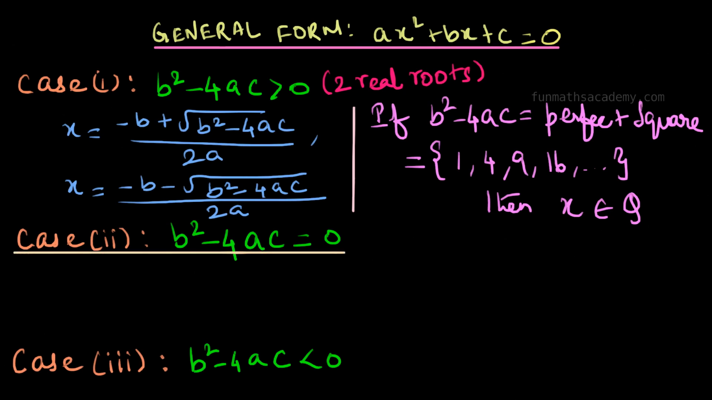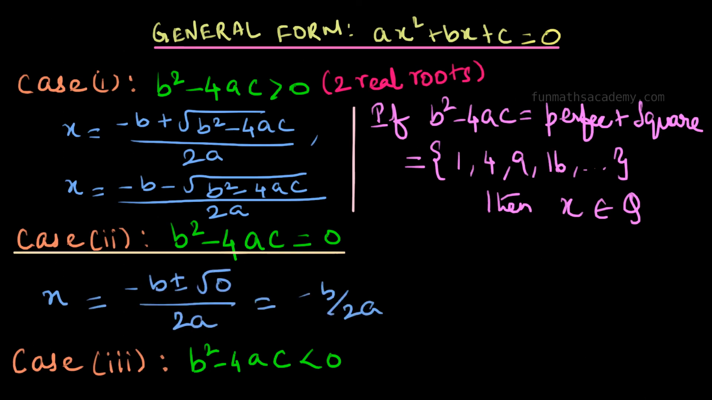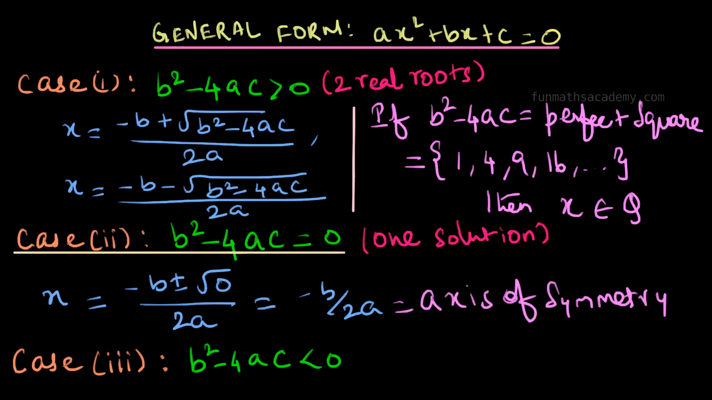Number 2. When the discriminant is equal to 0, then the formula reduces to the form minus b by 2a. And since there is no plus or minus sign here, we get only one solution in this type. One thing to note is that minus b by 2a turns out to be the formula to find the axis of symmetry of the quadratic graph. Suppose we do have two solutions to a quadratic equation, this axis of symmetry is what we get when we find the average of those two solutions.